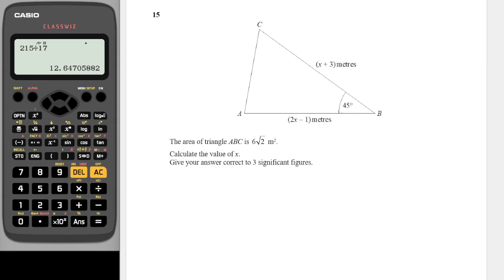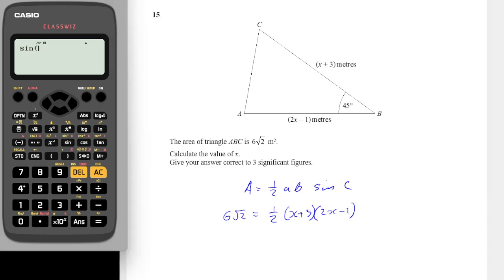So we're going to say that our area is equal to a half AB sine C. So the area we were told was 6 root 2, and that's got to be equal to a half of x plus 3 times by 2x minus 1, times by sine 45. Sine 45 is root 2 over 2.